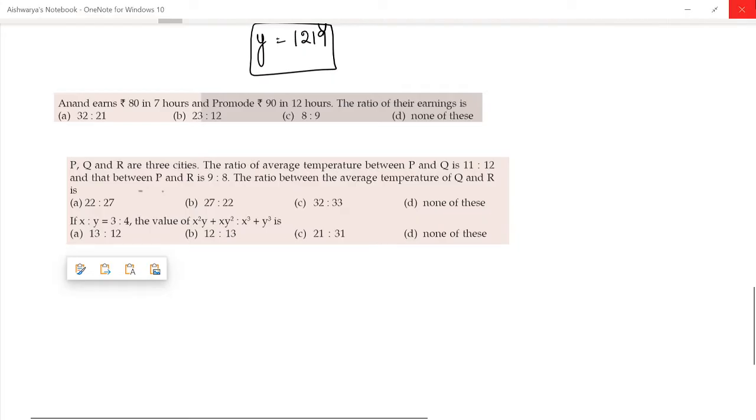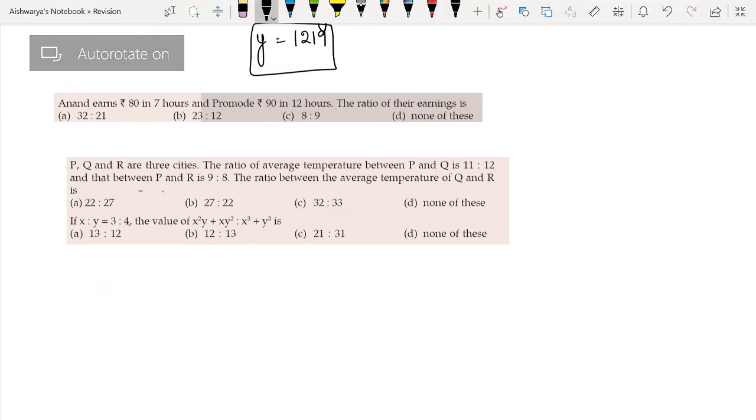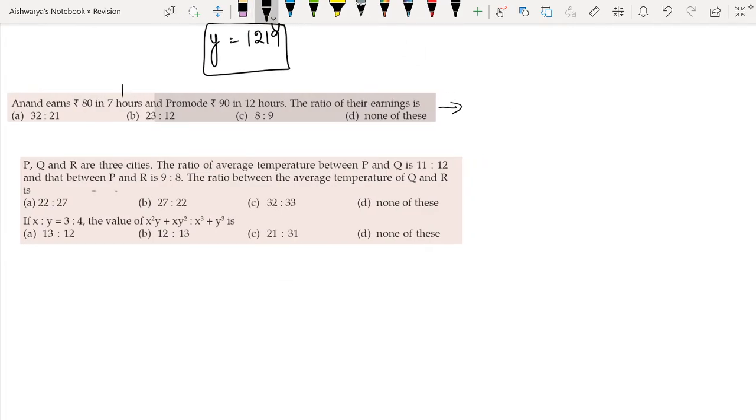So these are the next three questions that I want to do. What I want to show you here mainly is, look at this question. Anand earns rupees 80 in 7 hours, Pramod earns 90 in 12 hours. You want to compare the ratio of their earnings. When we started with the definition of ratio, I told you it is comparison of two quantities which are of the same kind by division. So it should be of the same kind. I told you 3 kgs of onions you can compare with 3 kgs of tomatoes, but not with 10 kgs of tomatoes. You can't compare the prices of the two, correct? So you can compare only 3 kgs of both.